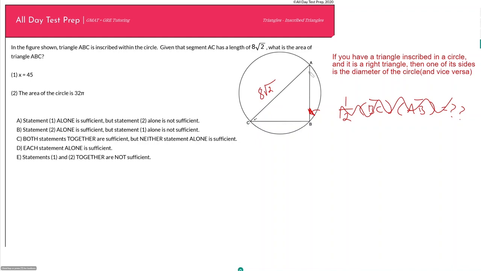And in order to know that AC is a diameter, we would have to know that we have a right triangle here. So statement 1 says x is equal to 45 degrees. So I'll redraw this.